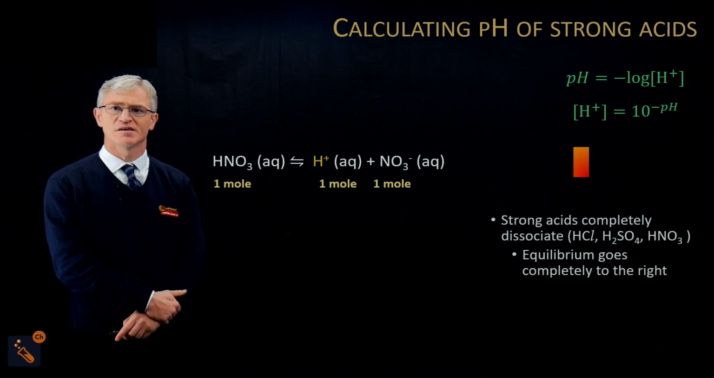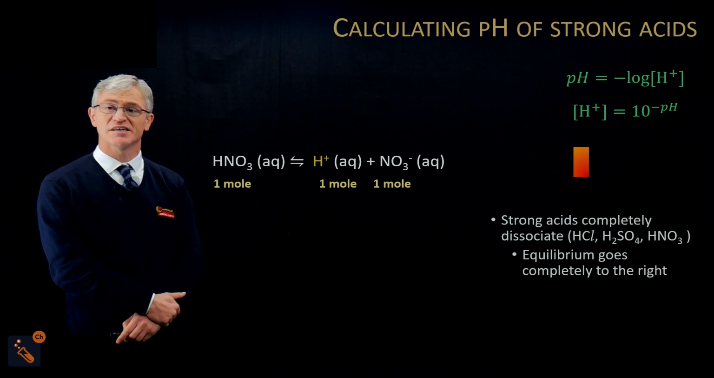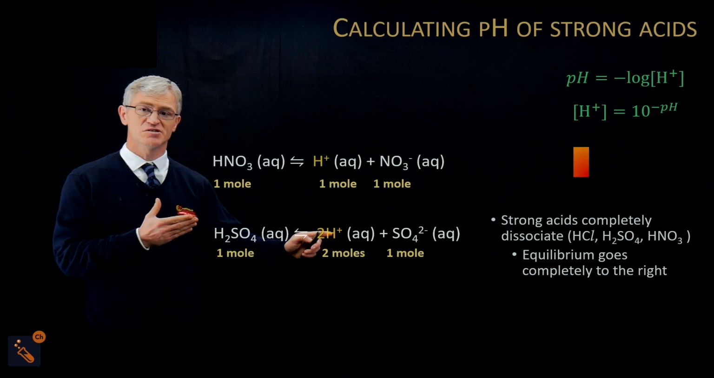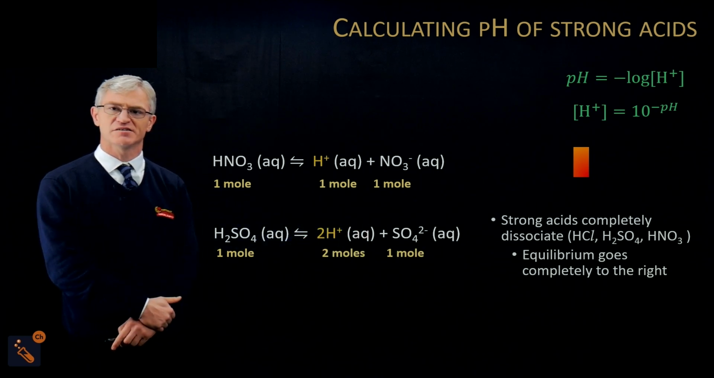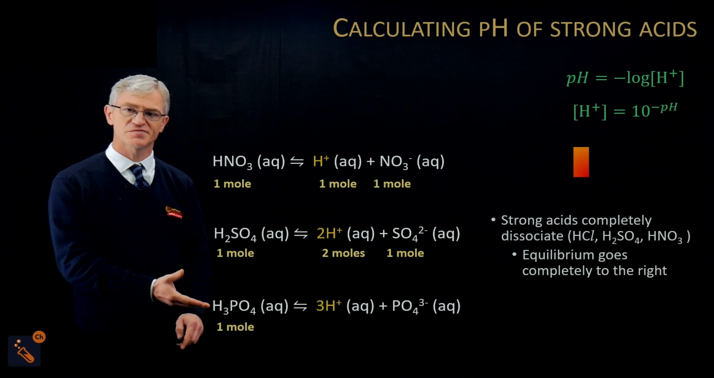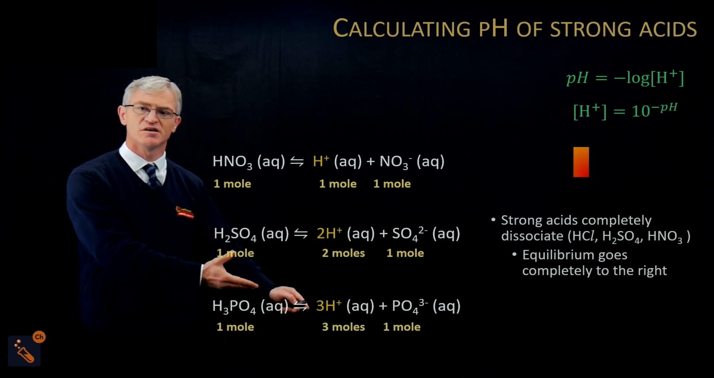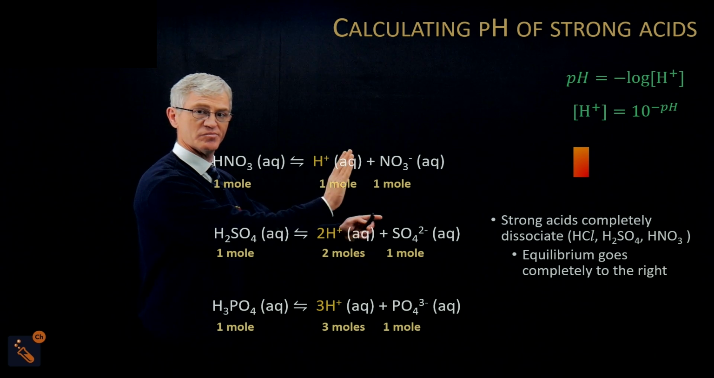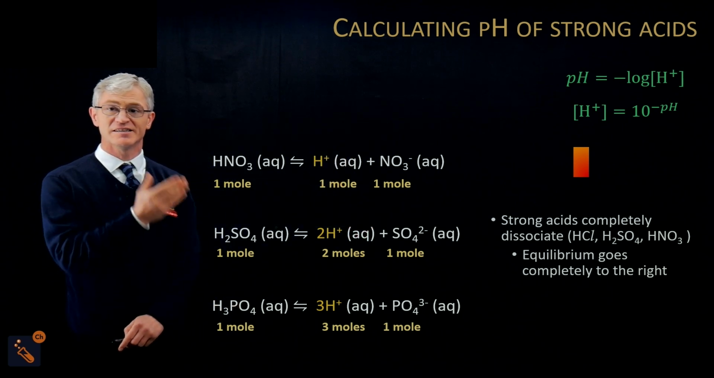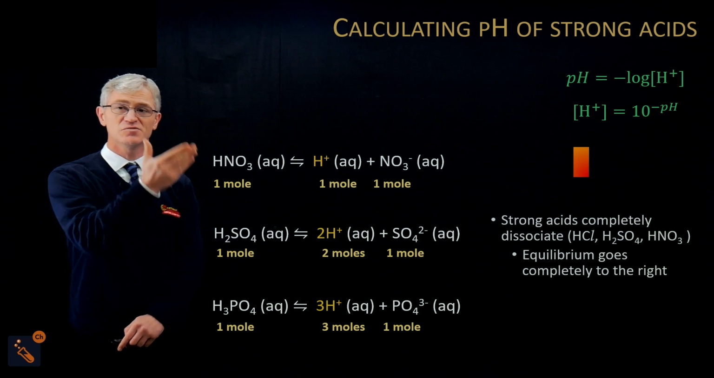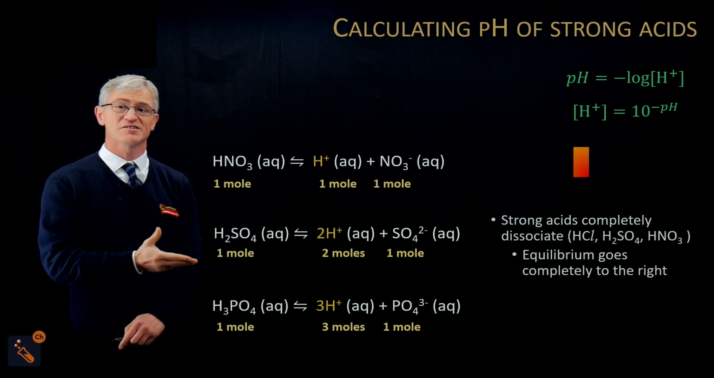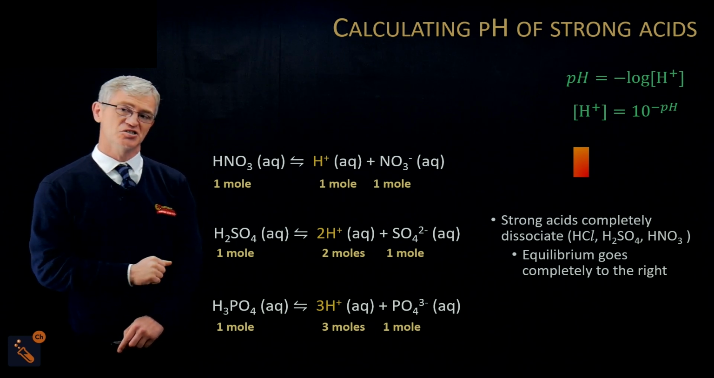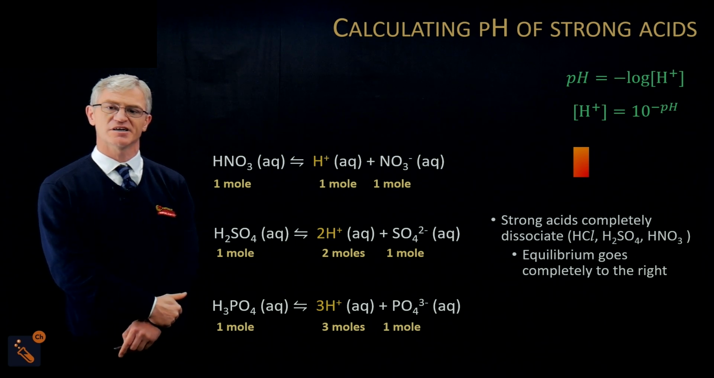Now, if we do that with a dibasic acid, we expect 1 mole of our dibasic acid produces 2 moles of H+ and 1 mole of sulfate ions. If we get phosphoric acid, 1 mole of the H3PO4 gives 3 moles of the H+. Again, we're assuming full dissociation. All the equilibrium is over to the right. Okay, and they'll tell you whether they're strong acids or not in the exam, but I would recommend that you remember at least HNO3, H2SO4 and HCl, and it wouldn't be bad to remember phosphoric acid either.